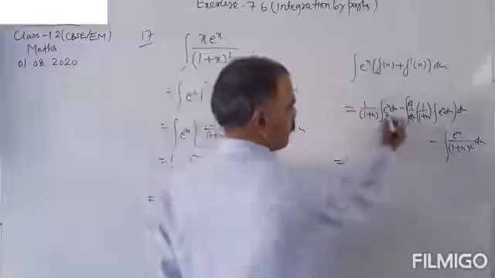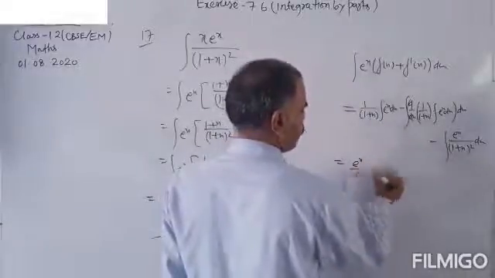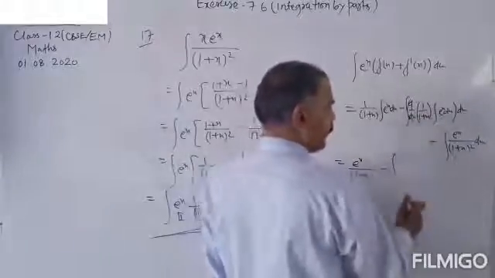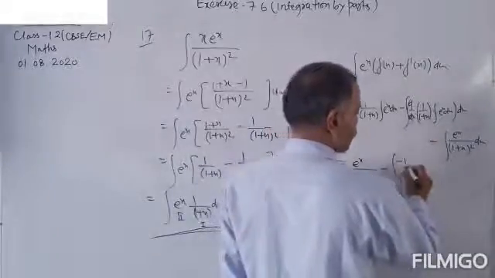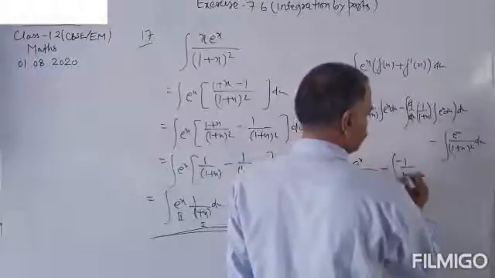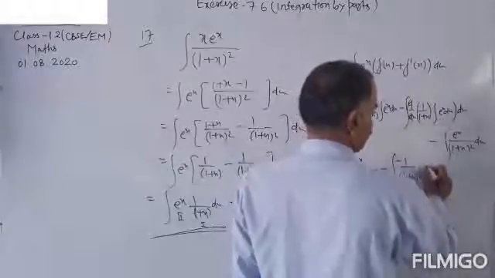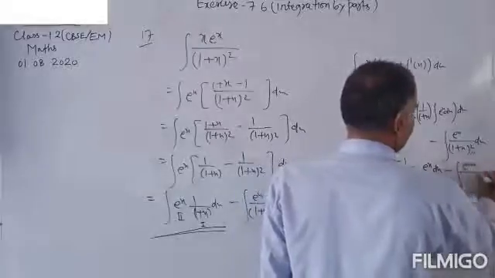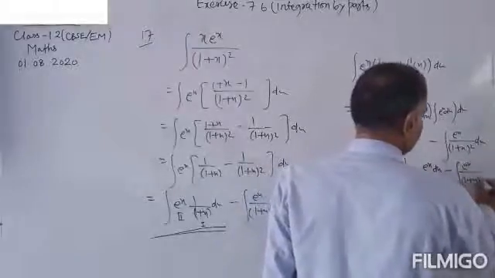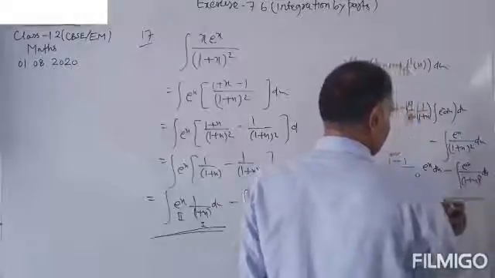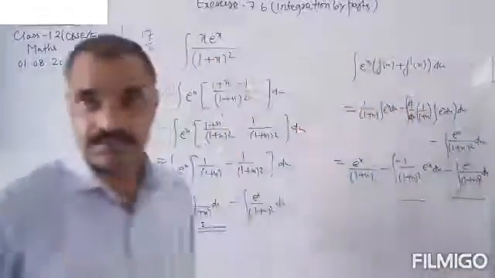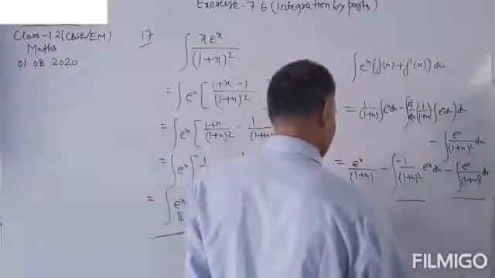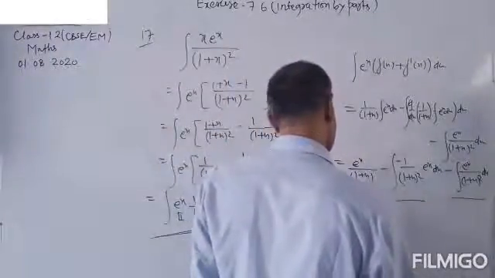Now this is equal to integration of e to the power x, and e to the power x upon 1 plus x, minus differentiation of 1 upon 1 plus x, that is minus 1 upon 1 plus x whole square. Integration of e to the power x is e to the power x dx, minus e to the power x upon 1 plus x whole square dx. This and this both functions will cancel each other. Okay, so what is left is the answer, that is e to the power x upon 1 plus x.